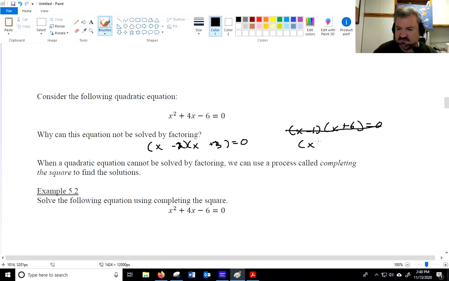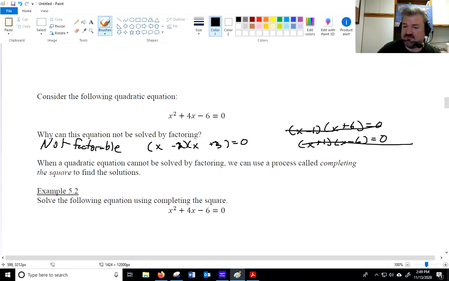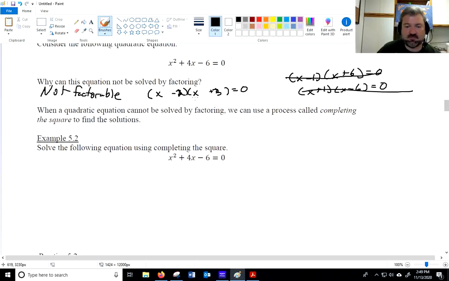And likewise, if I do this, it doesn't work either. It gives me a negative 5x. So it's not factorable. That's quite literally why I can't solve it by factoring, because the expression is not factorable, right? So when a quadratic equation cannot be solved by factoring, we can use, amongst other things, a process called completing the square.